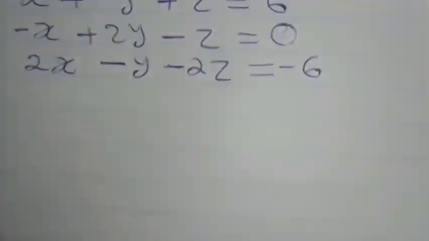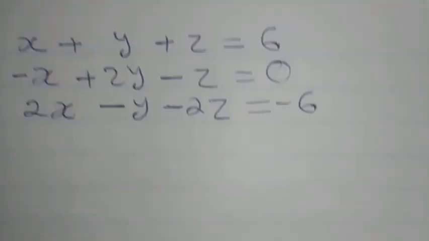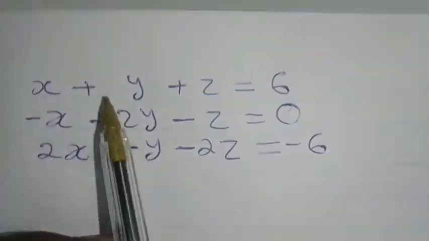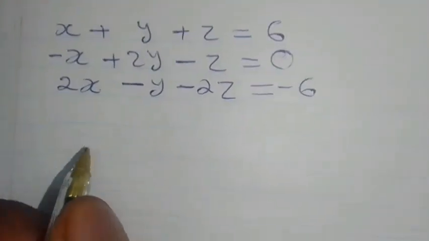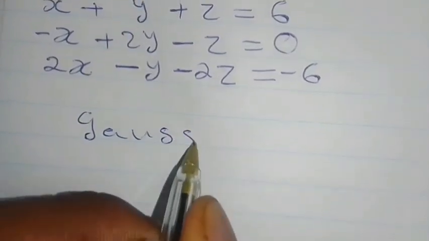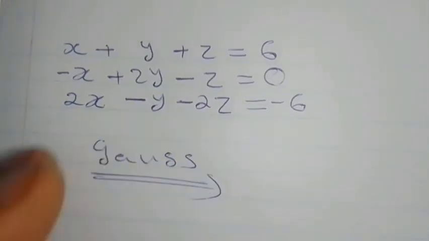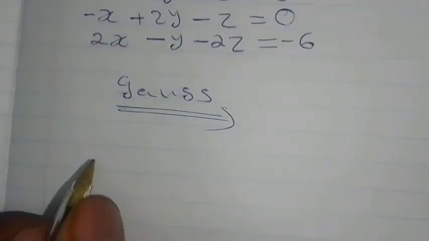Okay, in this video I'm basically going to do a three equation linear system and show you how you can use Gaussian elimination and Cramer's rule to solve for this one. So now let's first start with Gaussian elimination. The first thing we have to do is rewrite this in augmented matrix form.